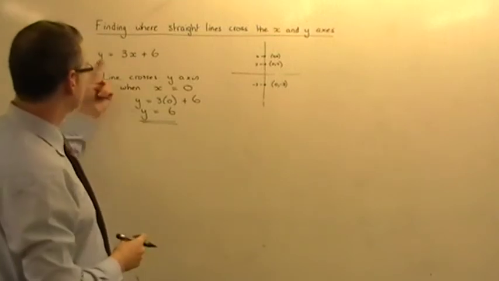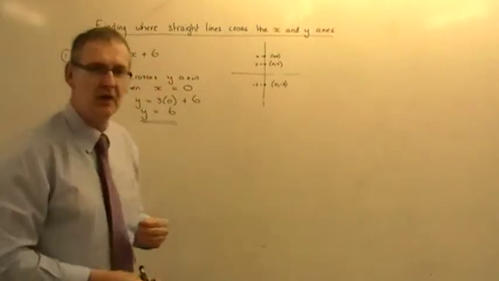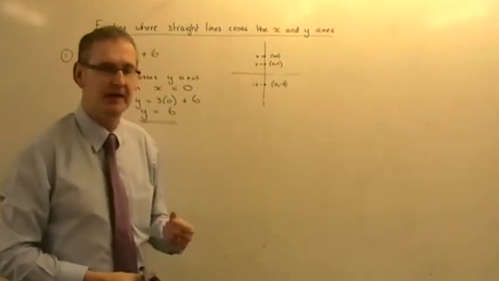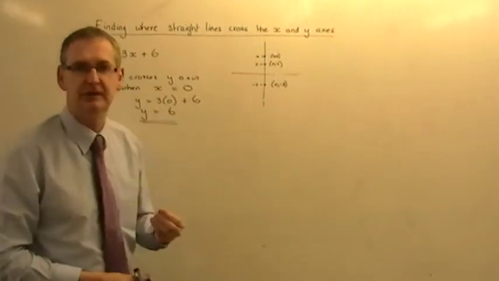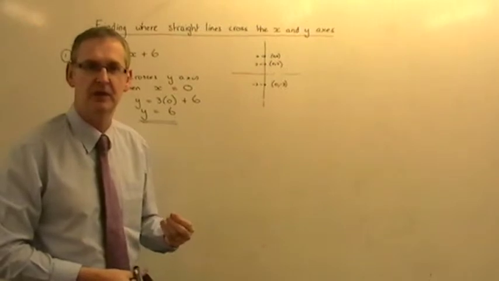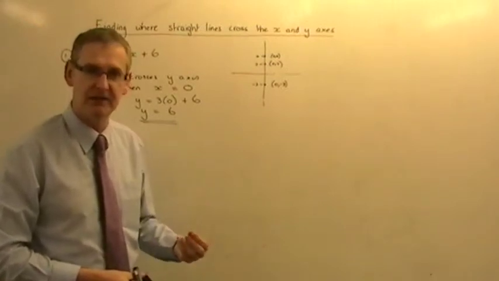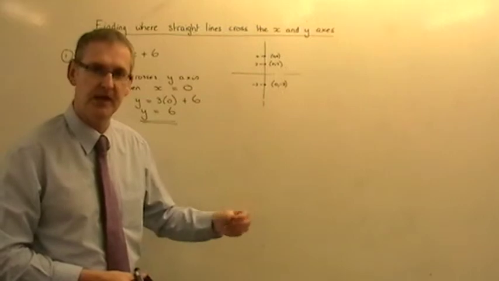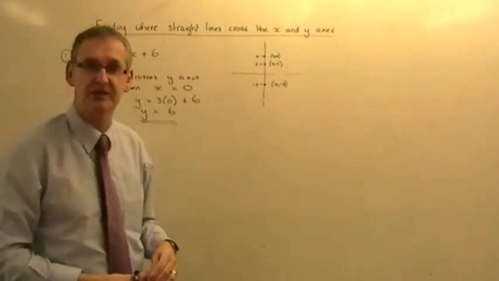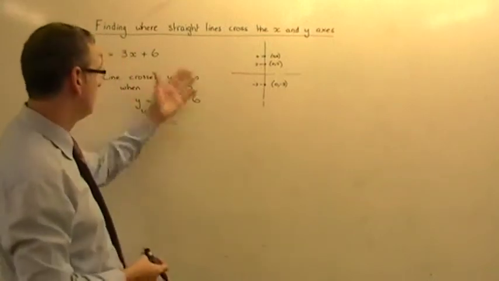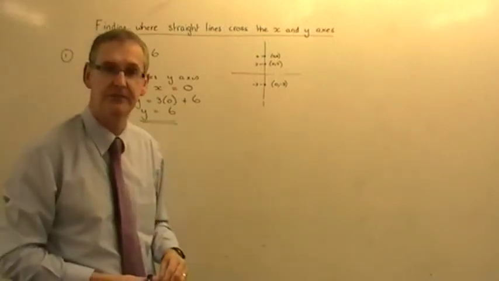Now, because it was such an easy straight line equation, you could probably deduce that straight away because it's got a plus 6 on the end. You should know from previous videos on straight line graph work that when it's written in the form y equals so many x plus a number, the number on the end tells you where it crosses the y-axis. So that just confirms that this method does give you the right answer.